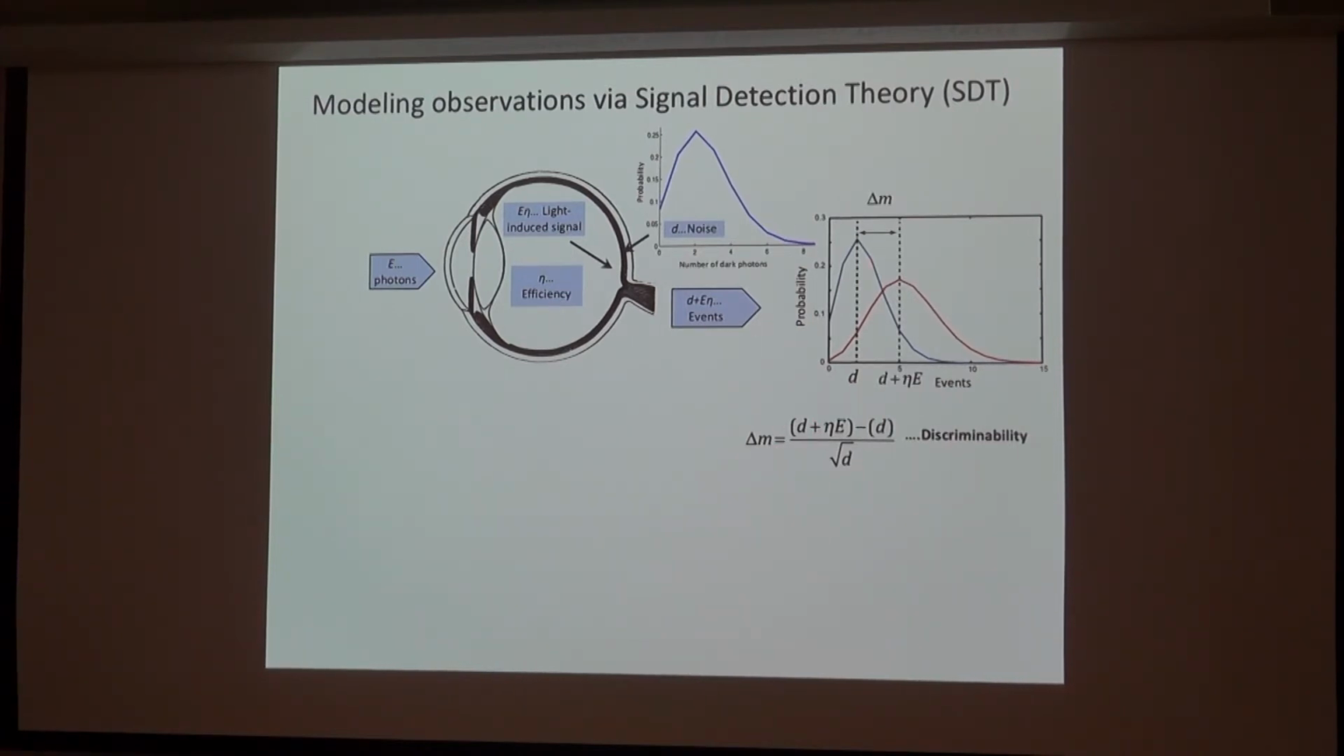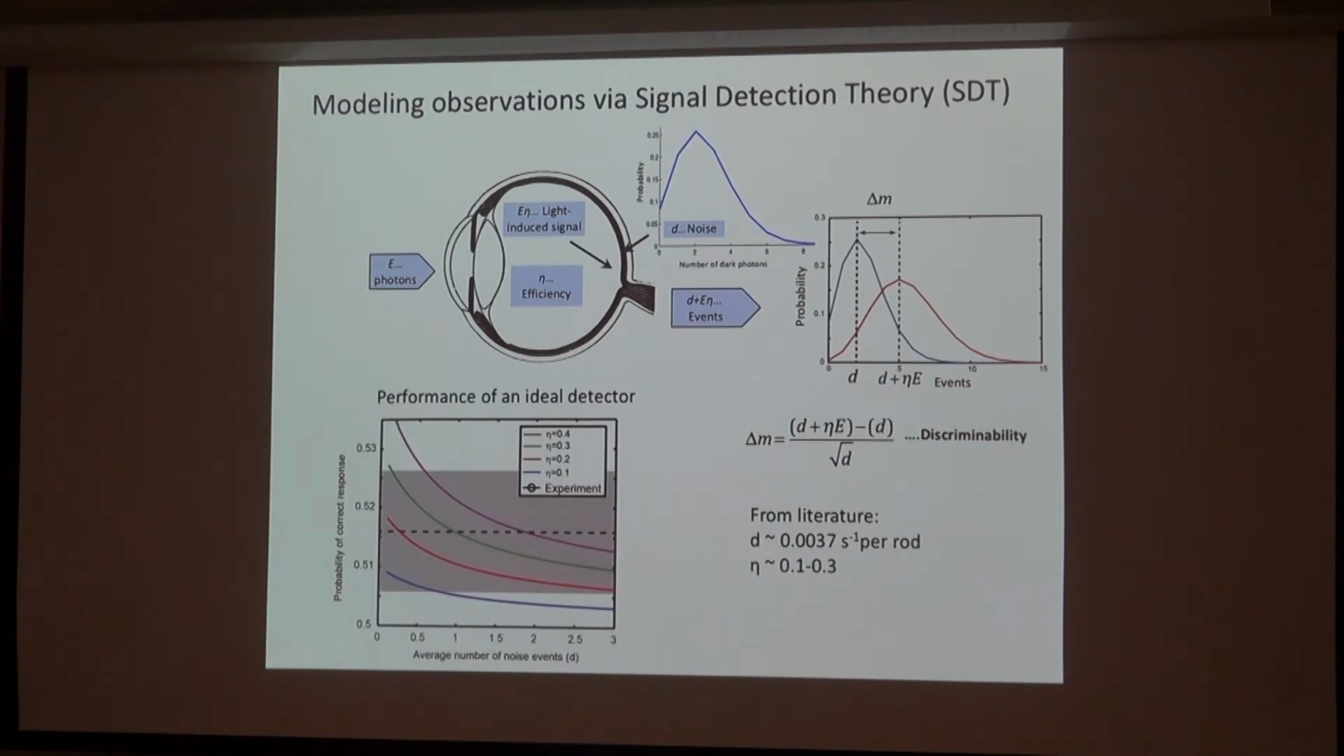So we looked at how the probability of the correct response for a different range of etas and Ds would look, which are shown in this curve. The dotted line and the gray arrow bars indicate our experimental result, suggesting that what we observe is consistent with what is known from the literature.